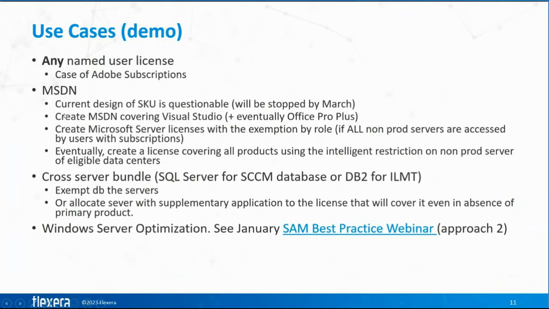MSDN is another case where, of course, you need to allocate the user who has an active subscription, but I just wanted to say the current SKU definition is questionable, I would say. The SKU links all the applications of Microsoft to the MSDN license. So any user who is allocated to an MSDN license will be covered for any of the products linked to the license. But the risk is that if the user is linked to a production system, if he's the main user of a production system, you may have a SQL Server production covered by the MSDN license.